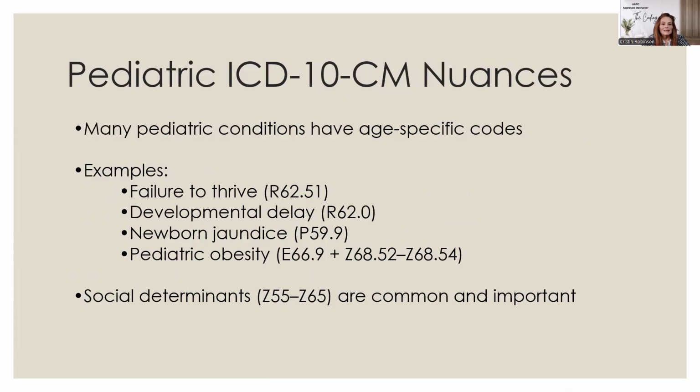Some pediatric ICD-10-CM nuances. Many pediatric conditions have age-specific codes. Some examples are failure to thrive, developmental delay, newborn jaundice, and pediatric obesity. Also, social determinants. The Z55 through Z65 codes are common and important. Use the Z codes when appropriate. Pediatric care often involves social and environmental factors.